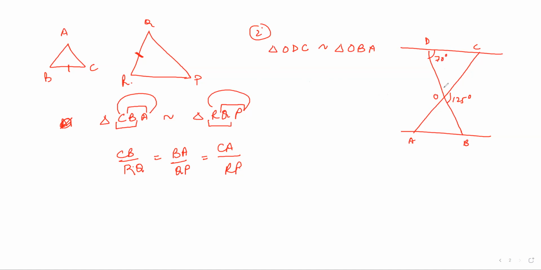This is O. DOC means this angle you have to find, right? This one, green. DCO, this one. And OAB, that means this one. So let me call them X, Y, and Z. Who will tell me the values of X, Y, Z in this question? It's very easy. Please try to answer me.